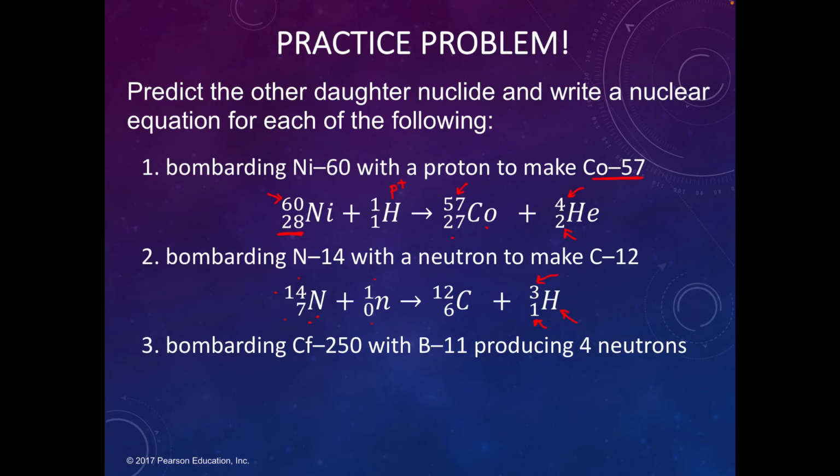And then last one, bombarding californium-250 with boron-11, which produces 4 neutrons and something else. So again, add up the numbers on the top, right? So we're getting 261. So we're getting 4 1s here, which means that this has to be 257 in order to add up to 261. And then we're getting 103 on the bottom, so we need 103 on the bottom here, which gives us lawrencium.